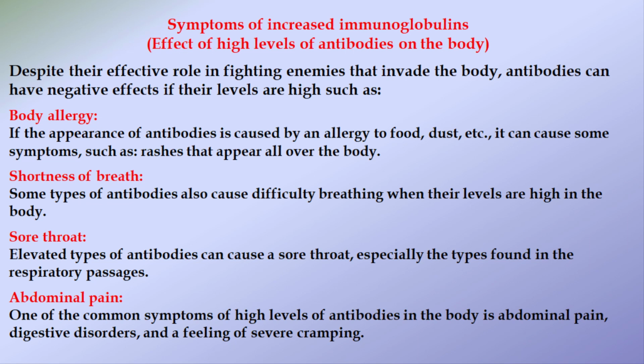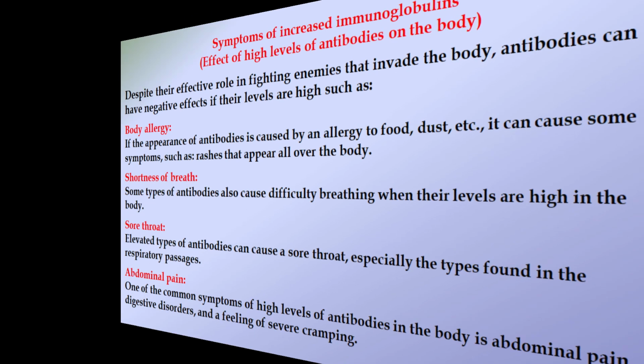Sore throat. Elevated types of antibodies can cause a sore throat, especially the types found in the respiratory passages. Abdominal pain. One of the common symptoms of high levels of antibodies in the body is abdominal pain, digestive disorders, and a feeling of severe cramping.